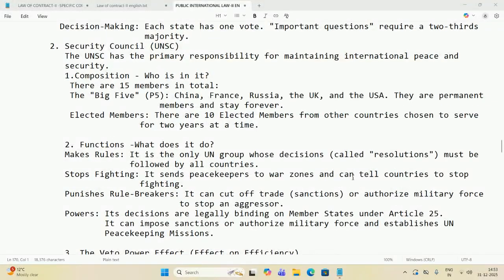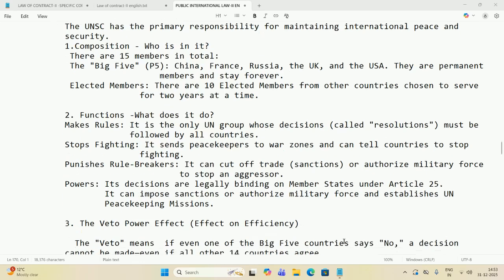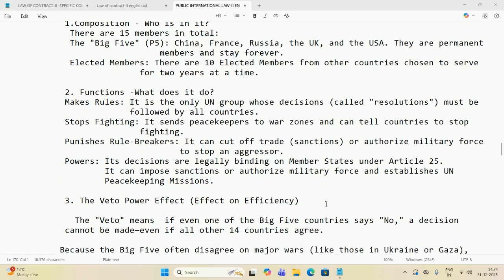Now, what are its functions? Makes rules. It is the only UN group whose decisions, called resolutions, must be followed by all countries. It stops fighting. It sends peacekeepers to war zones and can tell countries to stop fighting. Punishes those who break rules. So, rule breakers: it can cut off trade, impose sanctions, or authorize military force to stop an aggression.